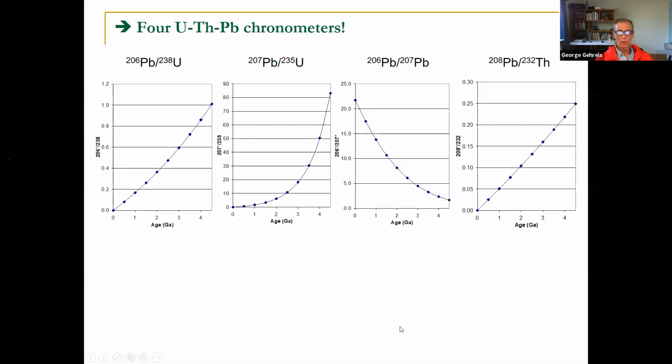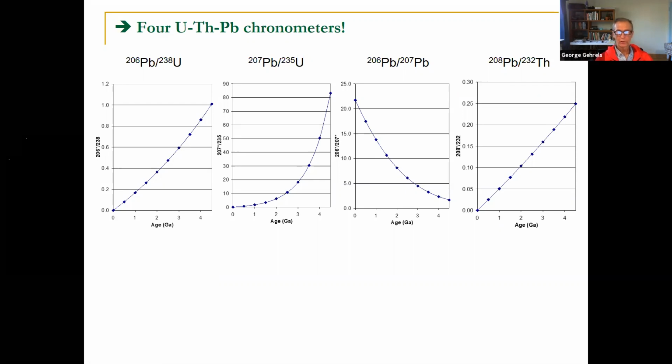Okay, so we have these 4 different chronometers, not just 3. 68, 75, here's the new one, 67, and 208, 232. And the question is, which of these chronometers are we going to end up using? Which is the most powerful one? And that's a complicated question that's going to take us some time to work through.